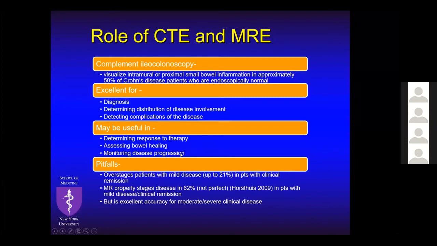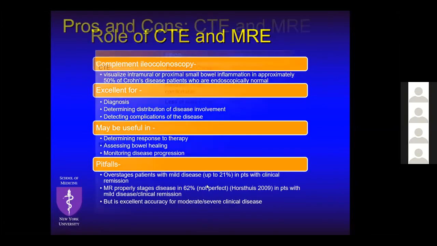this is kind of where the current thought is: can we monitor disease progression? And then finally, we know we overstage patients in up to 21% when they're clinically in remission. This is annoying when you're doing these follow-ups and it still looks horrible, but you're wondering how long there's memory of the bowel to just look the same. And then we know that MR stages disease only properly in about 62%, but it's excellent for moderate to severe. So we're really good at picking up abscesses and huge fistulas and things like that.